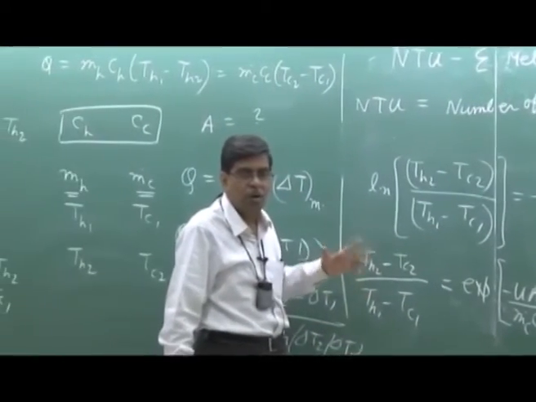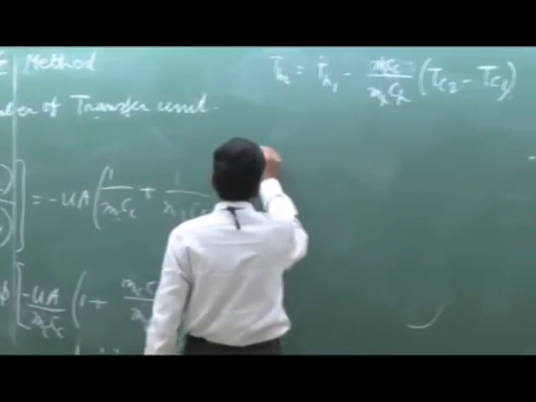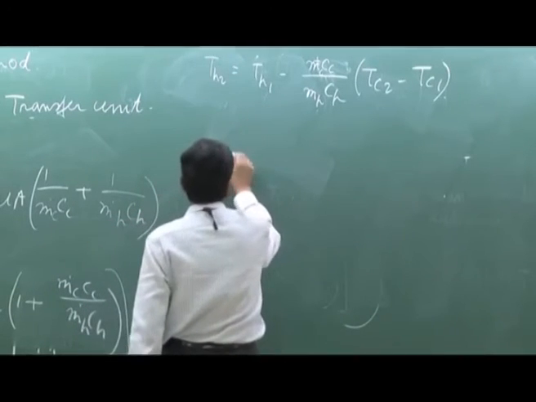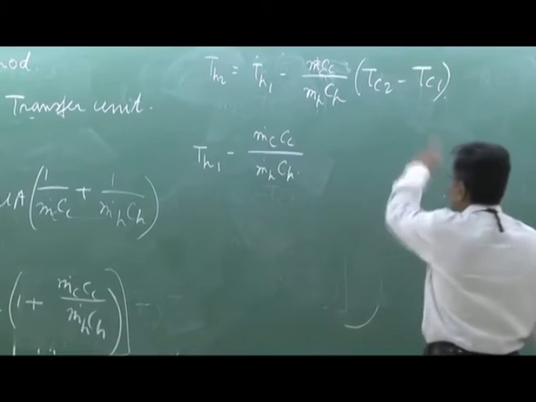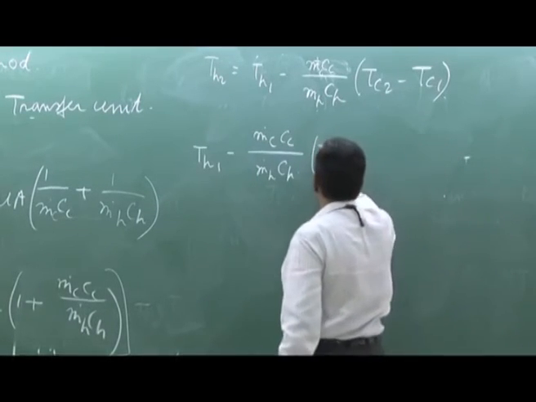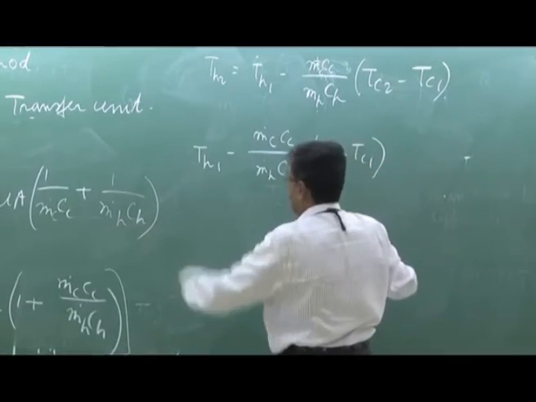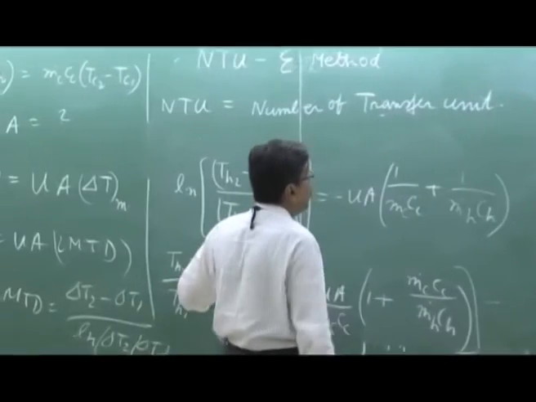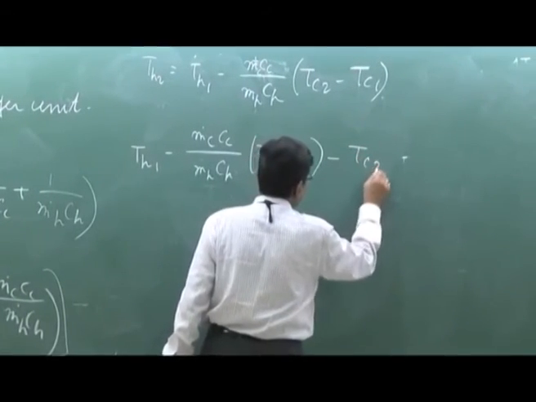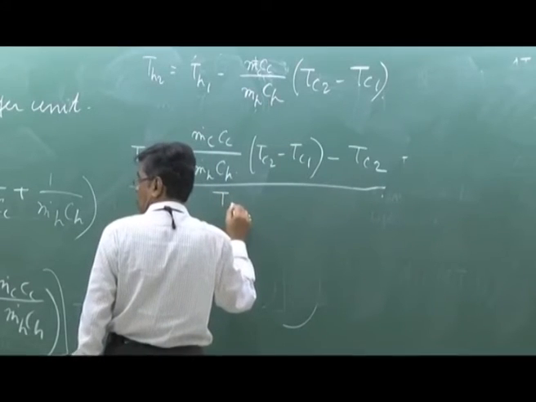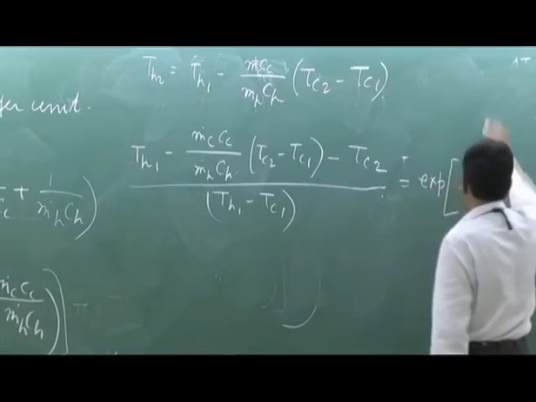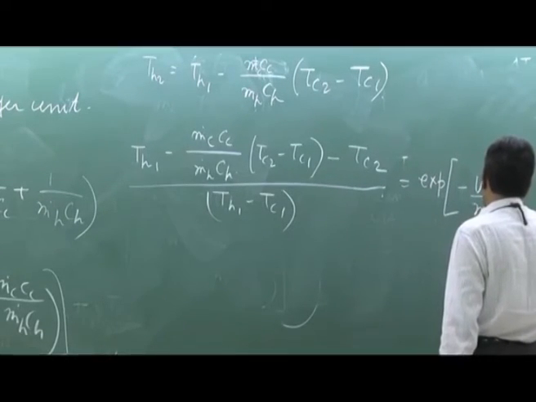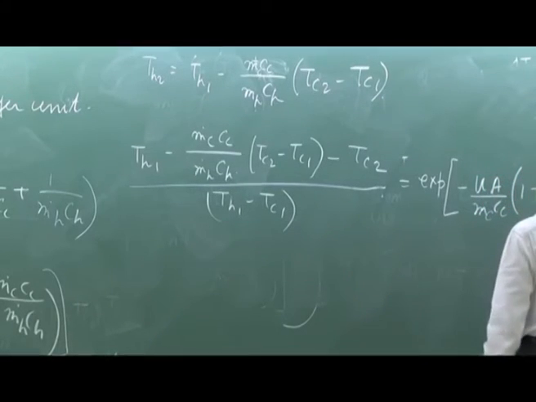Only follow the algebraic continuity. TH2, then I can write here TH1 minus m dot c Cc divided by m dot h Ch, Tc2 minus Tc1. So, Th2 minus Tc2 divided by Th1 minus Tc1 is equal to exponential of minus UA by m dot c Cc into 1 plus m dot c Cc divided by m dot h Ch.